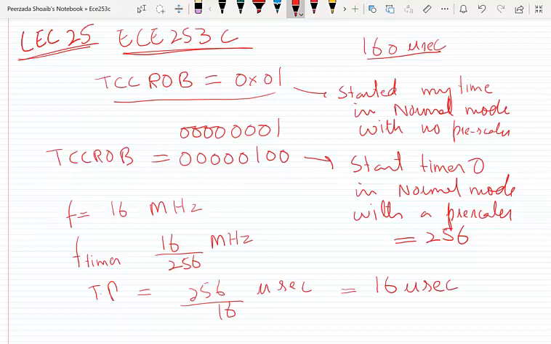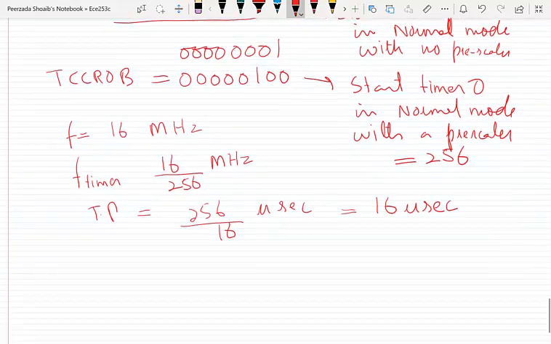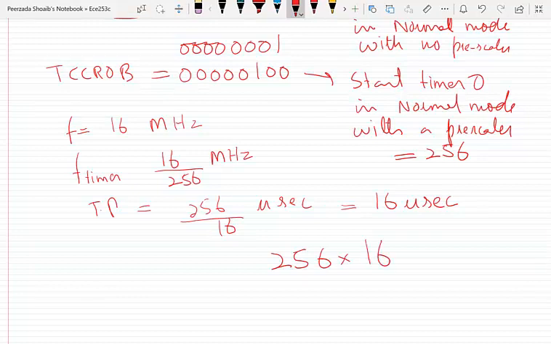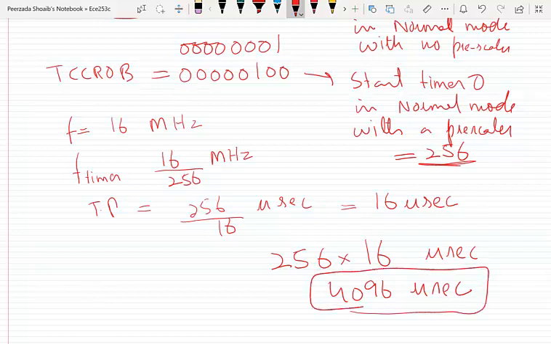That means each tick will take 16 microseconds, and when we load the counter register initially with 00, we will get 256 increments. 256 increments will therefore take 256 into 16 microseconds. That is 512, 1024, 2048, 4096 microseconds. So the maximum time delay we can generate using the 256 prescaler is 4096 microseconds. Similarly, we can use other prescalers also. The highest prescaler we can use is 1024. We'll be discussing this in a short while.